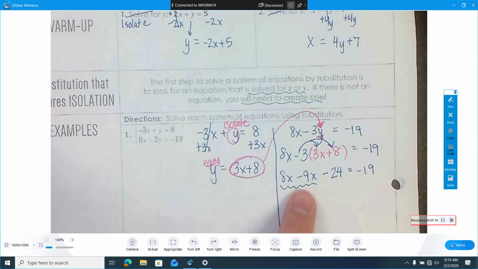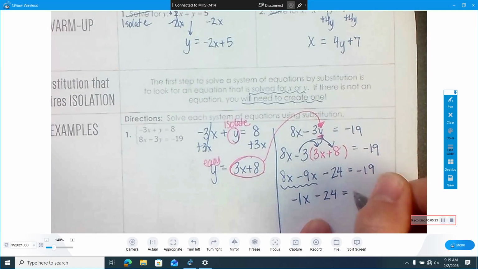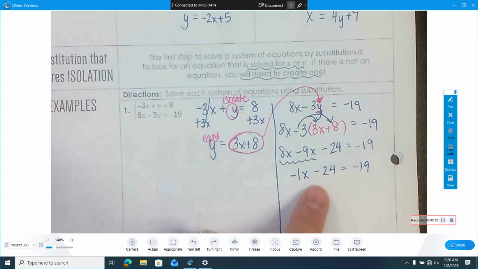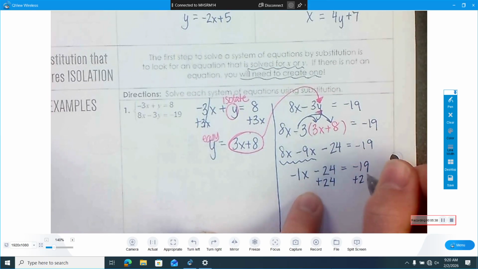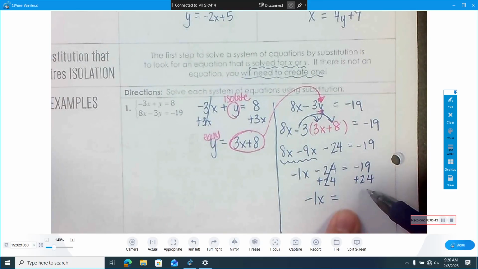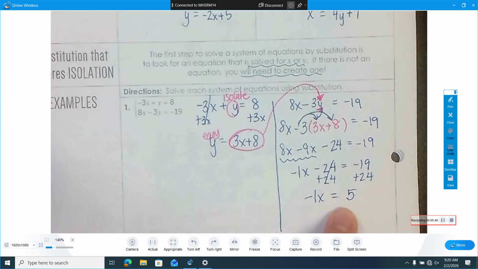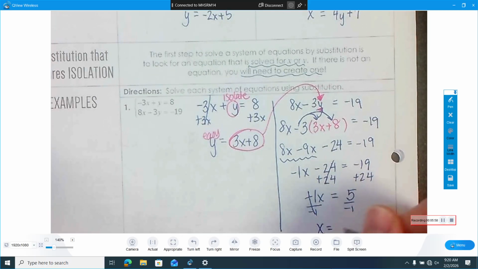What is 8x's minus 9x's? Negative 1x, good. Minus 24 equals negative 19. Then what should we do? Add the 24 to both sides to get negative 1x equals... who wins, positives or negatives? Positives by how many? 5. And then how do we get x by itself? Divide by negative 1. So I get x equals negative 5.